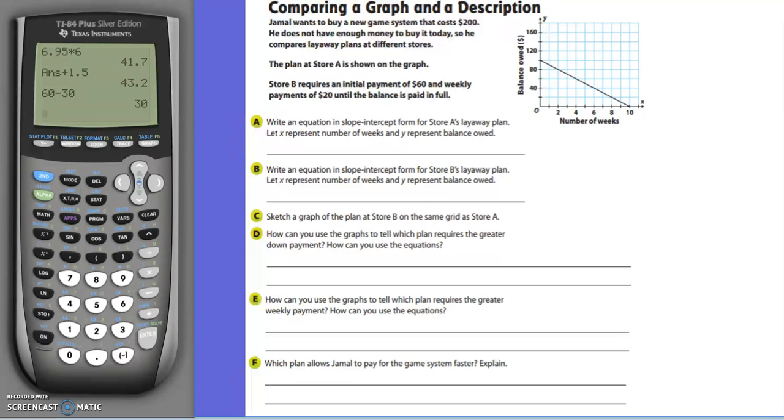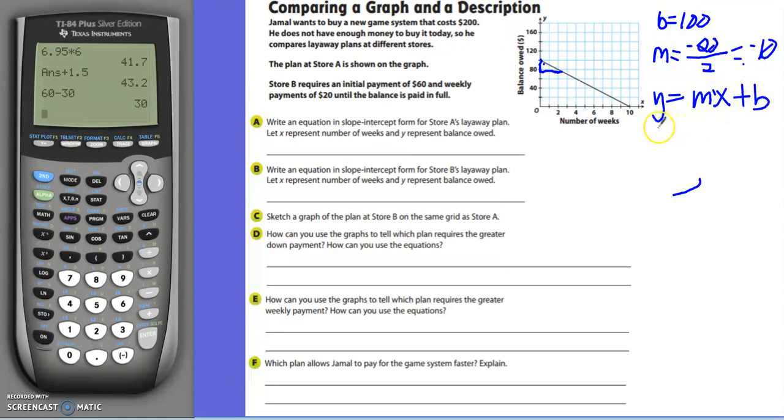Alright, so if we look at store A, right here we have 100 as our y-intercept. So the b is 100. Now if we look at the slope, it's going from here to here, so it's going from 100 to 80, so it's going down 20 and to the right 2. And the reason I got that was down 20 over 2. That's going to represent a slope of -10. If we're going to write that in slope-intercept, our y equals mx plus b format, we have y equals -10x plus 100.